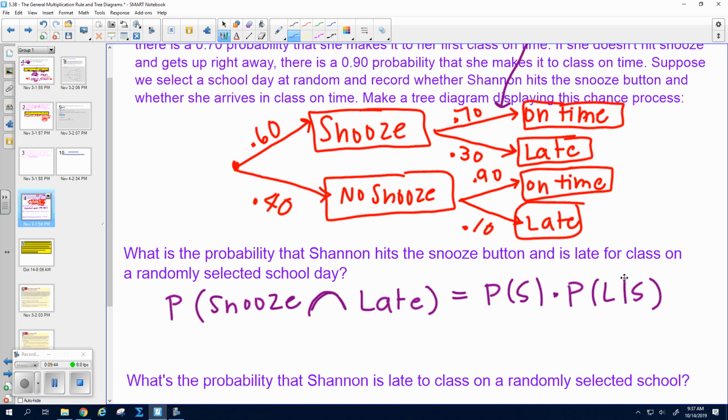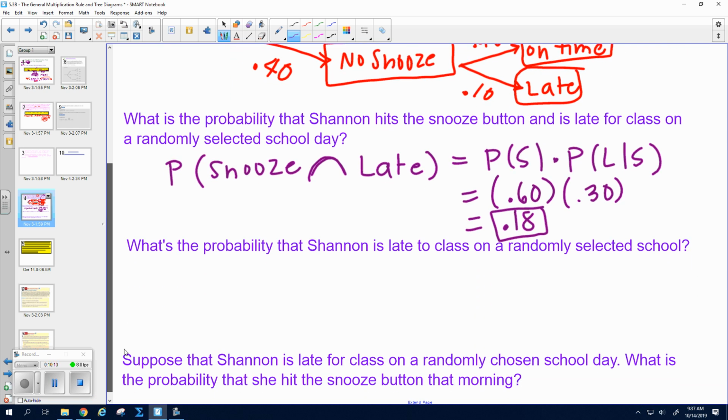And we multiply the probability of she hits snooze. What is that? 60% times the probability that she's late given that she hits snooze. That would be 30%. And multiply those together and you get an 18% chance that she hit snooze and is late. So again, and means multiply.